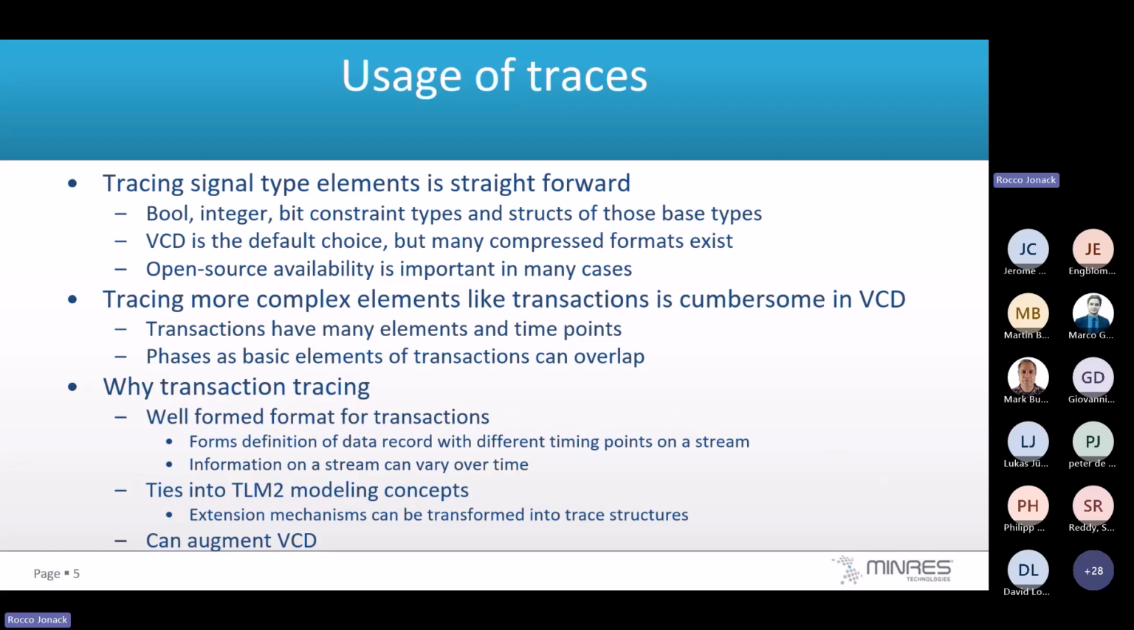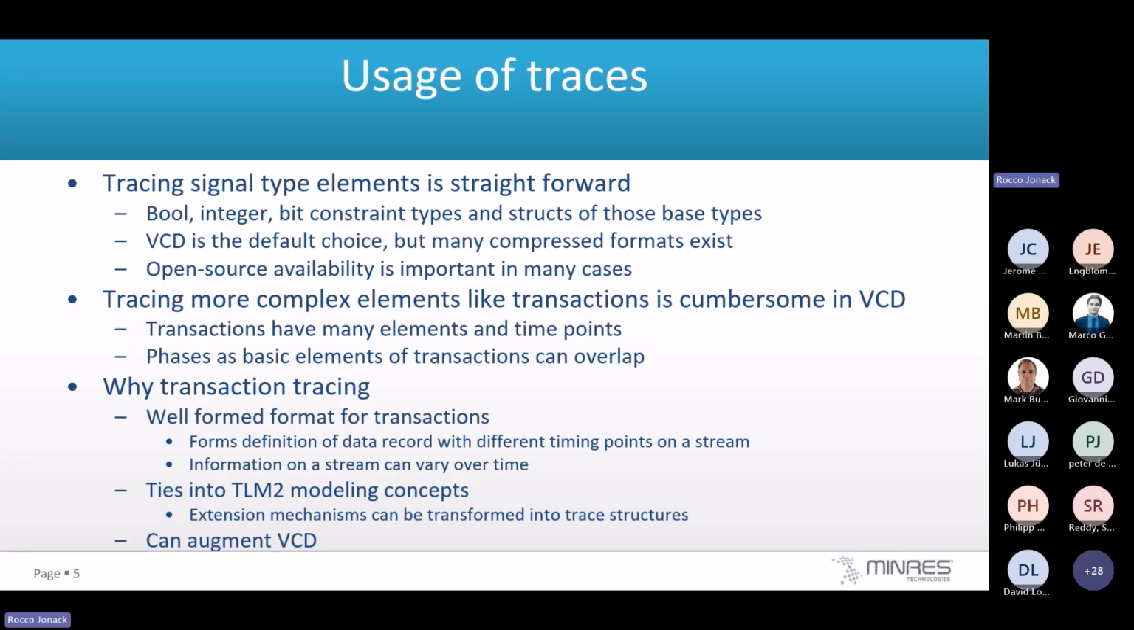Now, as I said, for signal type information, the tracing is actually relatively straightforward. VCD might not be the best choice in the world, and we will come a little later to some examples of what we did there. But it is kind of a default choice, so we believe that you need to at least support information that is dumped in VCD.